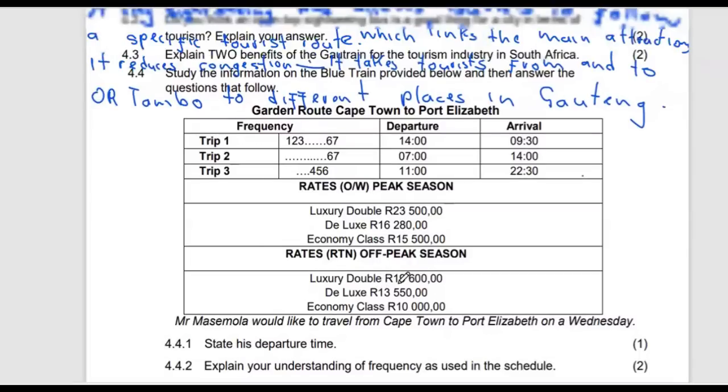State his departure time. So if we are choosing Wednesday, it is actually the third day of the week. So if he's departing on Wednesday, the first will be Sunday, second on a Monday, then on a Tuesday. So if he's departing on a Wednesday, his departure time will be at 11 o'clock.